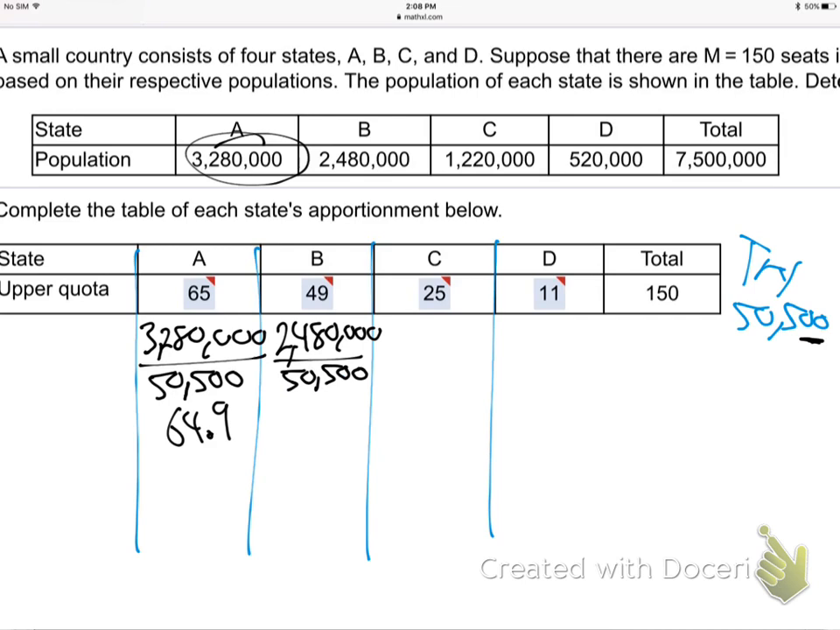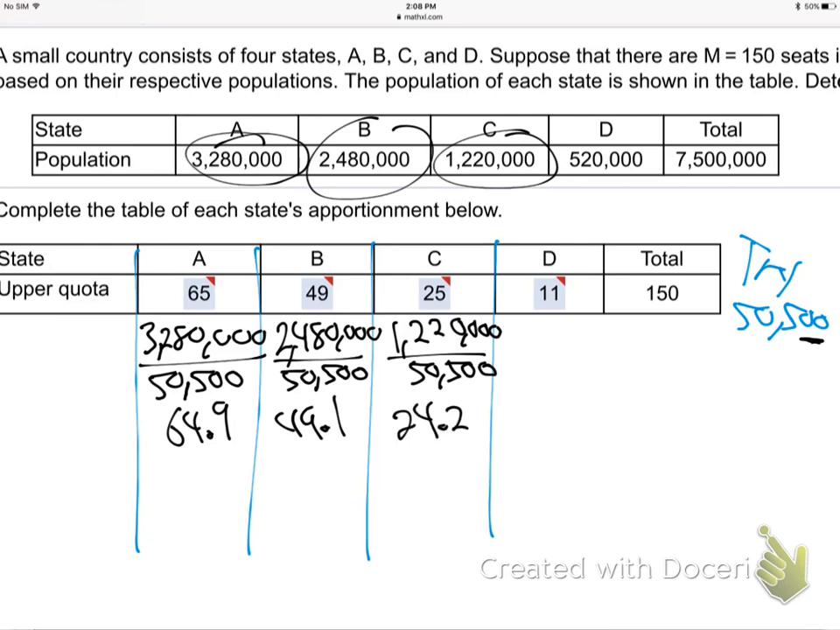And I'm getting 49.1. Next one, so 1,220,000 divided by 50,500. And I'm getting 24.1 or 2 or whatever, doesn't matter. It's all going up. Third one, 520,000 divided by 50,500. I'm getting 10.3. Okay, now what are we supposed to do with these numbers?